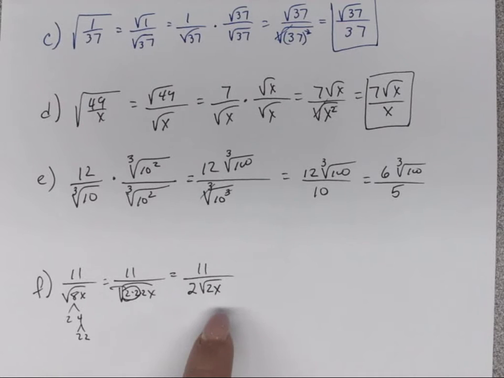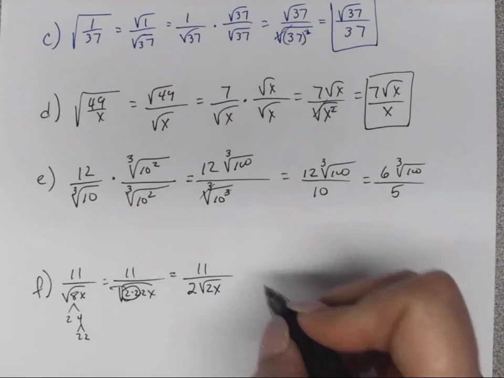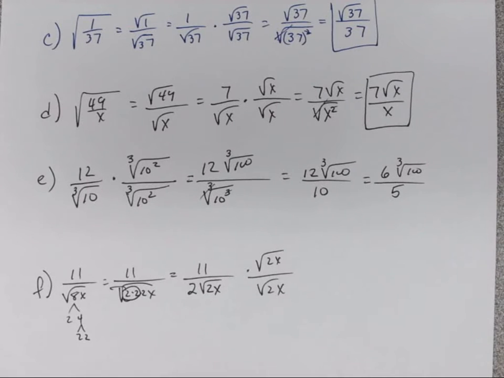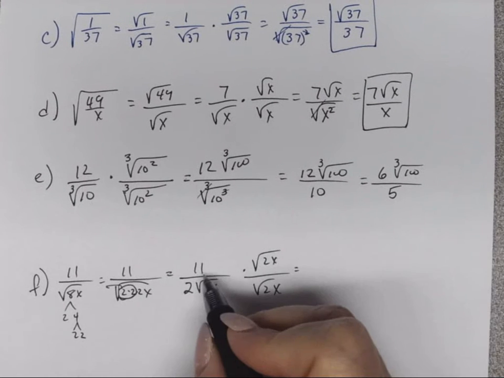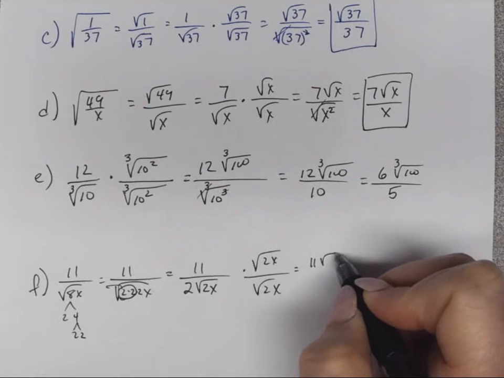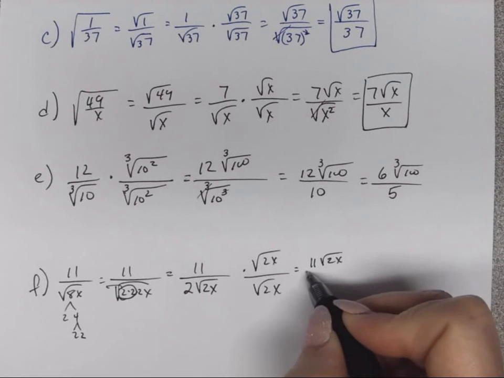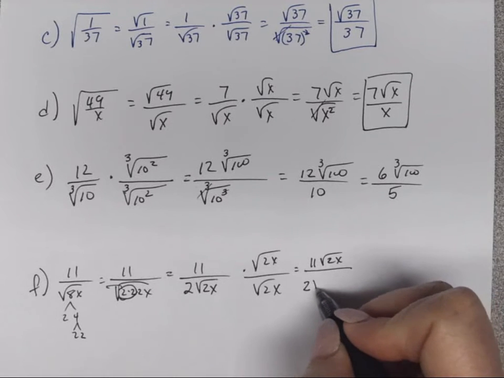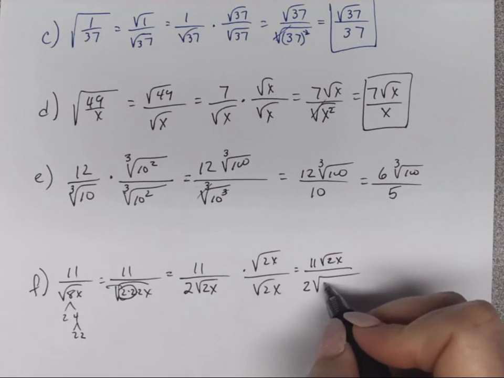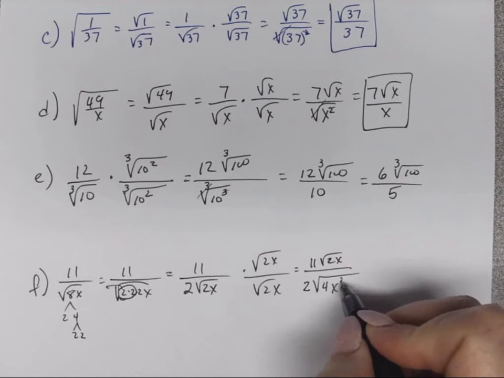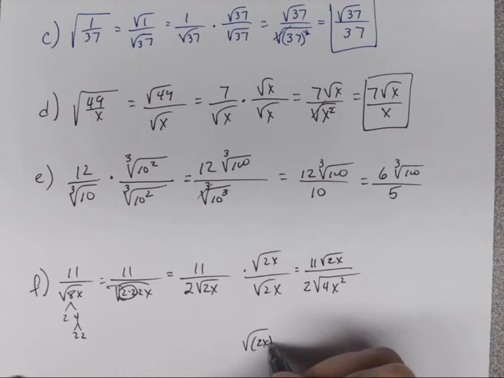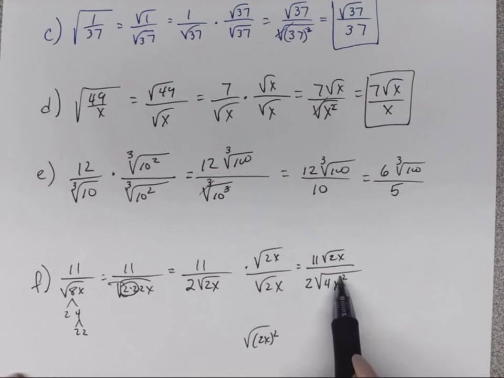So I do this so that you can understand you really only have to clear out what you wouldn't clear out before. So we're just going to multiply by our square root of 2x over the square root of 2x. So on the top, we end up with 11 square root of 2x. And on the bottom, we end up with 2 square root of 2 times 2 is 4. x times x is x squared. You could also write this as 2x squared inside that radical. You could do it either this way or this way.